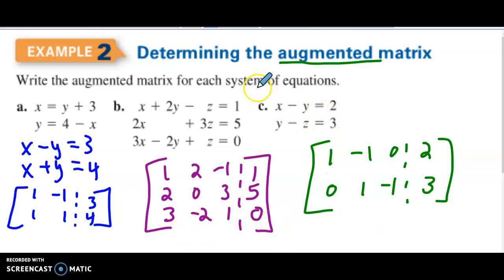Now, this one probably gave you some pause. This has x and y, and this has y and z. Every letter has to be represented in every equation. So I have 1x minus 1y plus 0z's equal 2. 0x's plus 1y minus 1z equals 3. Okay, in order for row operations, which we're going to learn next, to work, we have to have x's, y's, z's, x, y, z's. The rows have to represent the same variables.